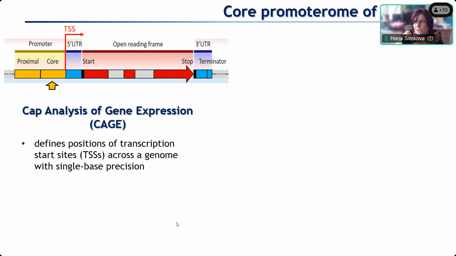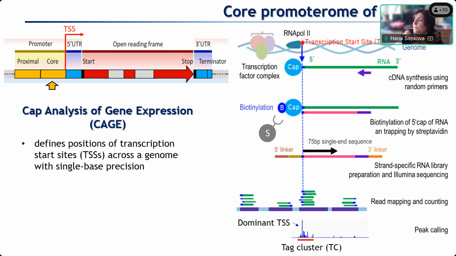The technique is called CAP analysis of gene expression, or CAGE. This is an affordable technique that defines the position of the transcription start sites with a single base precision. Here is a detail of the workflow. I won't describe all of the steps. What is important is that the mRNA is capped at the start, and the cap can be biotinylated, which can then be used for pull down of the biotinylated cap by streptavidin, which makes an enrichment for the start of the mRNAs.